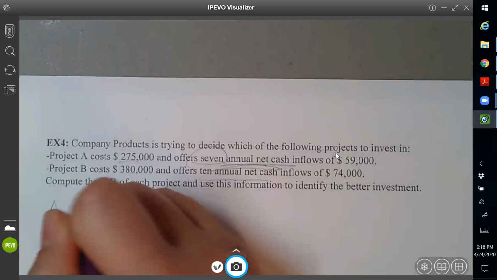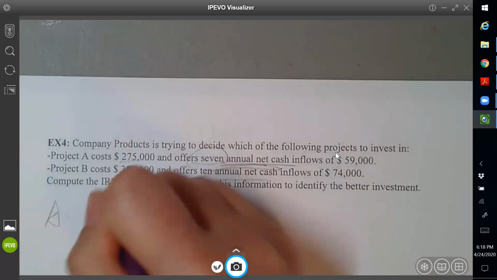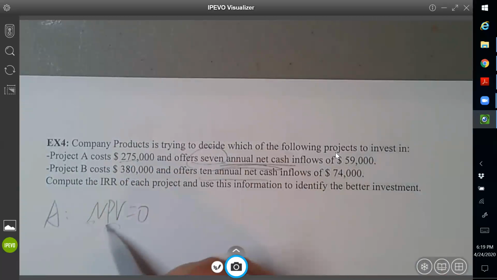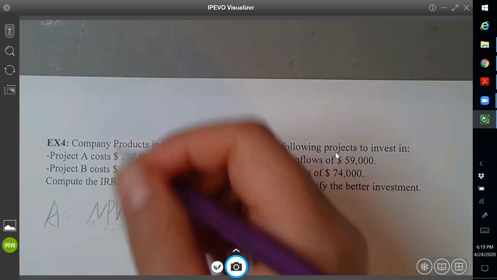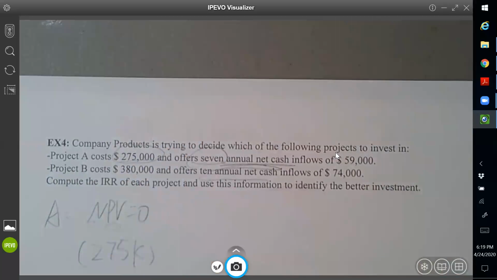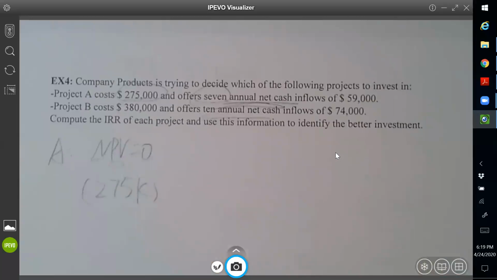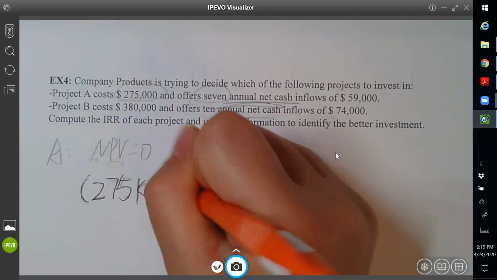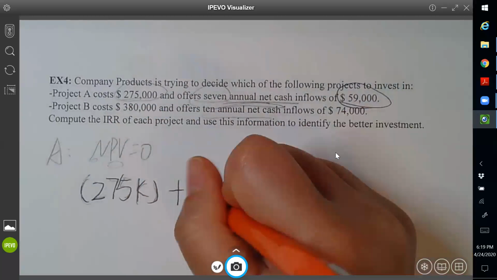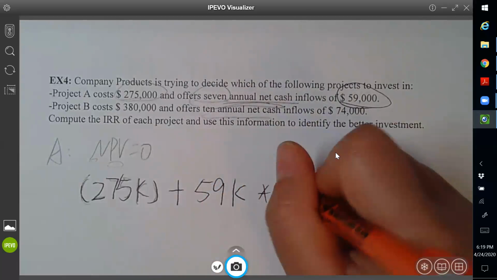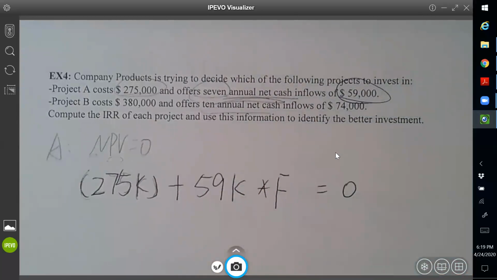So project A, how do we get the IRR? We said we want the NPV to be 0. How do we get the NPV? It's net present value. You first invest 275,000. So that's your cash outflow, right? Then you get a cash inflow. Every year you get cash inflow of 59,000. We don't know the factor. We times the factor, and we get this to be 0.